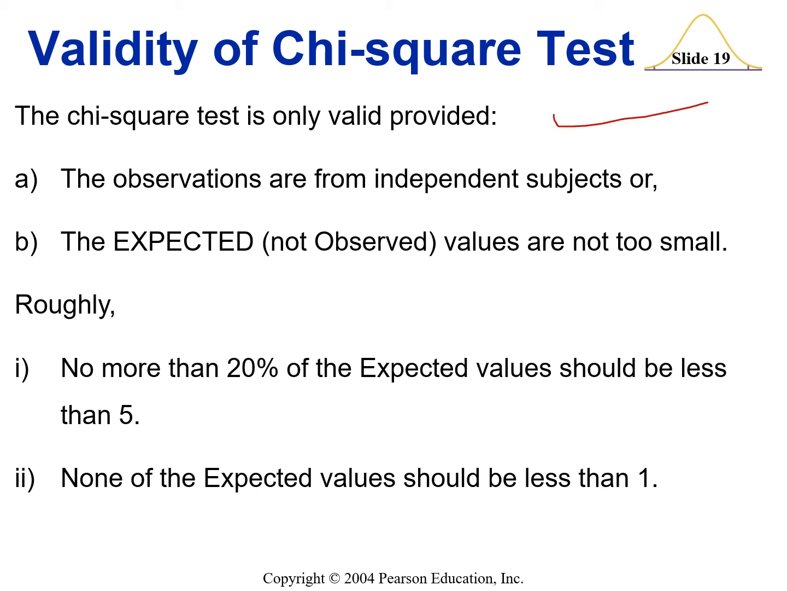This is important also. We use the chi-square test when the observations are from independent subjects. Look here, this is important. Number 2, the expected values, and we will see what expected values are, are not too small. Roughly, no more than 20% of expected values should be less than 5, and none of the expected values should be less than 1.